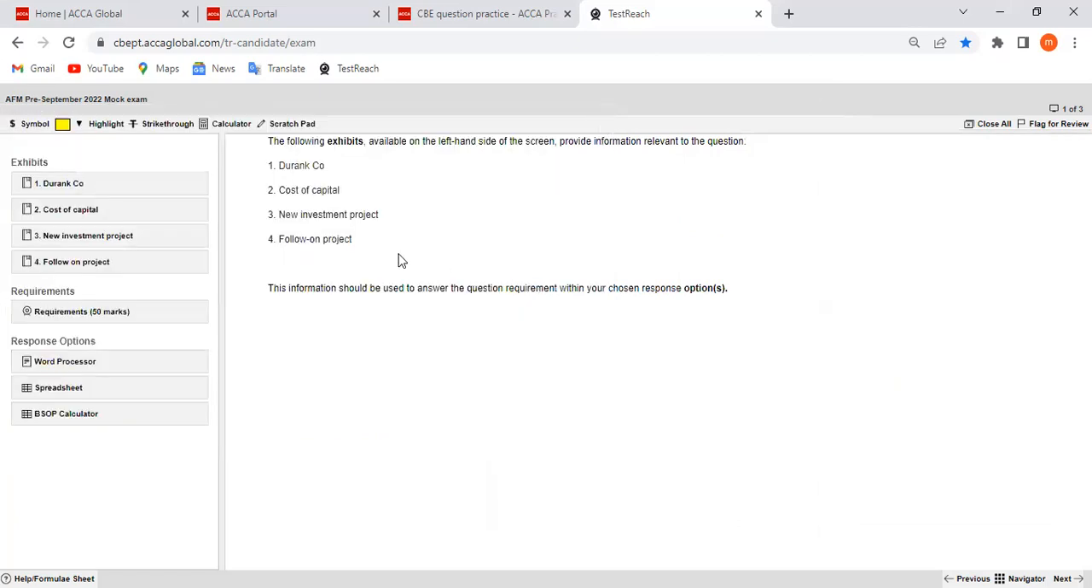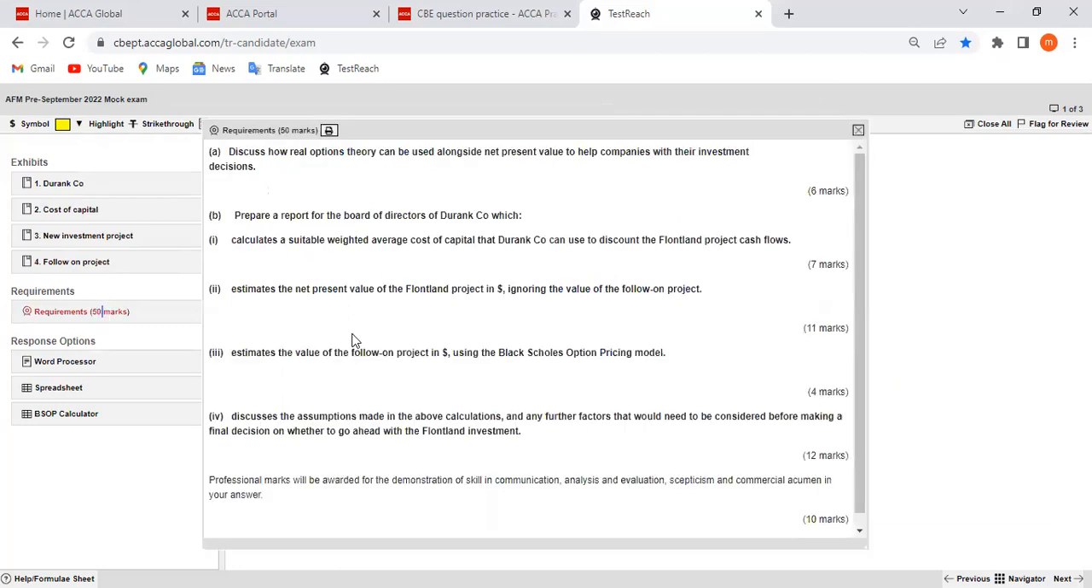See, देखो. Now, the examiner asks: we have performed this, so discuss the assumptions made in the above calculations and any further factors that would need to be considered before making a final decision. Now the discussion part was very important.